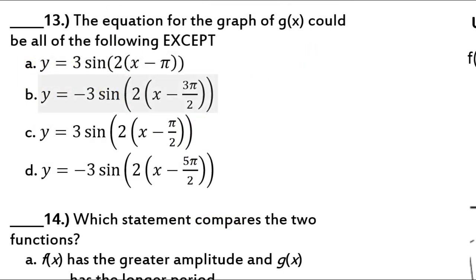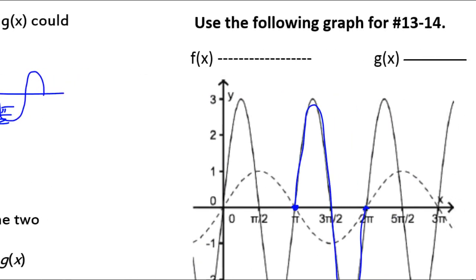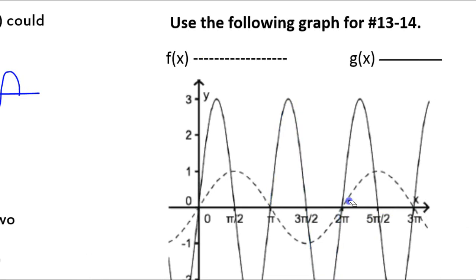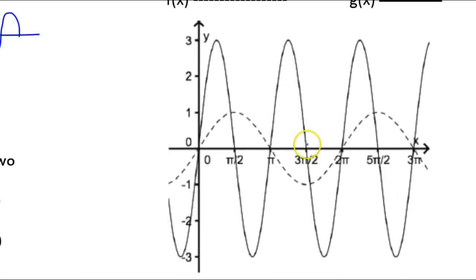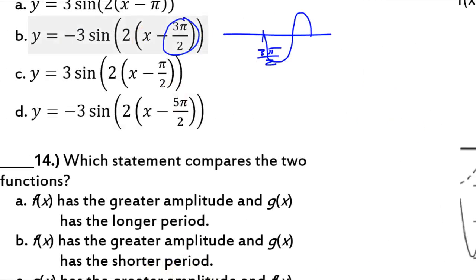Now looking at the next one, this one has a phase shift of 3 pi over 2. So we're looking for it to begin at 3 pi over 2, and because of the negative a value, from 3 pi over 2 it should go down first and then up. Let's see if that's what's happening. Let me erase my previous markage. Here we are at 3 pi over 2, and from there it goes down first and then up, just like we expected. So B is okay. B is not the answer.